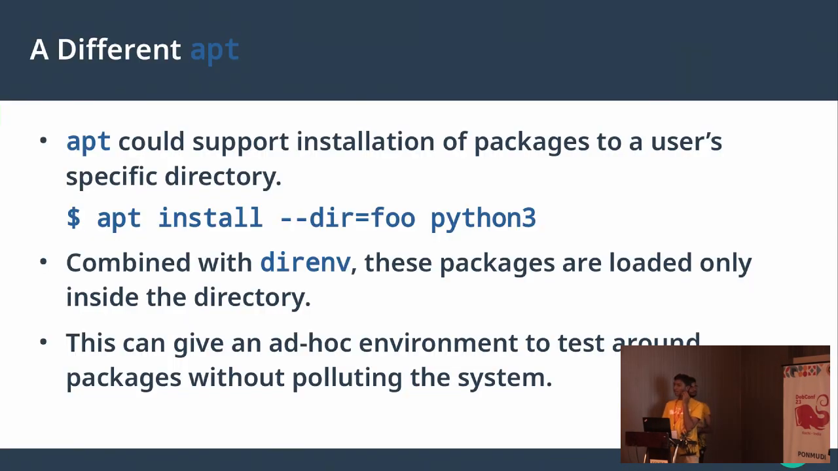So let's do a simple experiment. What if apt behaved like Nix? What will happen and what could Debian be like? If apt had the ability to work like Nix, it would not affect the environment. It installs the package in a particular directory. This is a hypothetical experiment. Here we are installing Python 3 in a directory called foo. So Python 3 is not installed in a standard location. It will be installed in the directory specified.